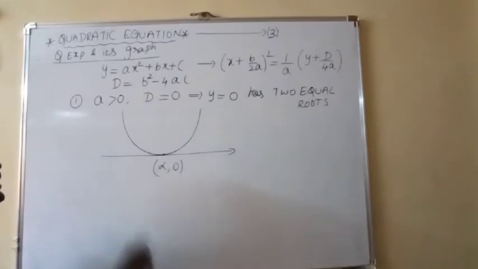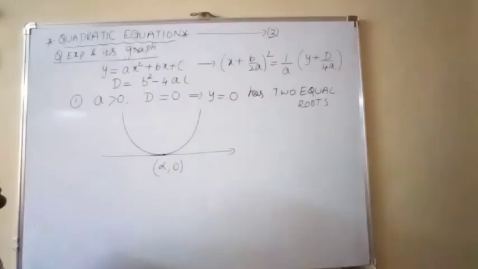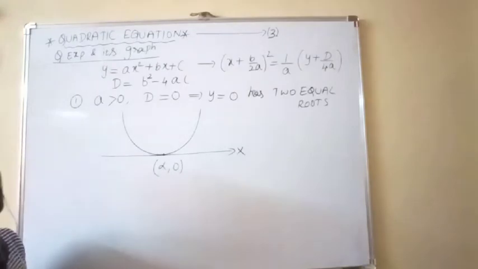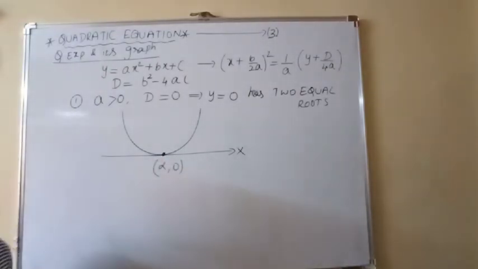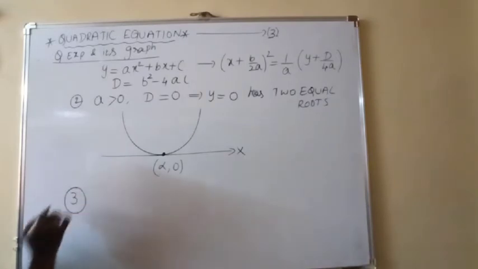Okay, when a is positive and the discriminant is equal to 0, then y is equal to 0 has two equal roots. Let them be alpha and alpha. Then this parabola touches the x-axis at alpha comma 0. Okay, alpha comma 0.